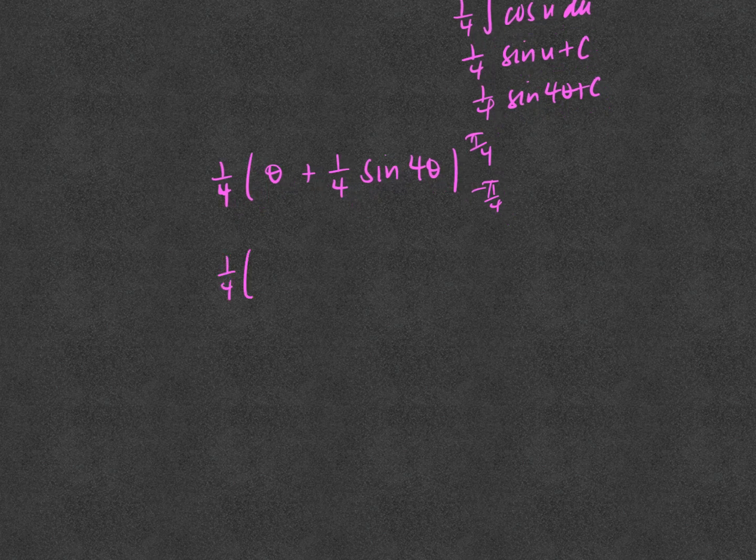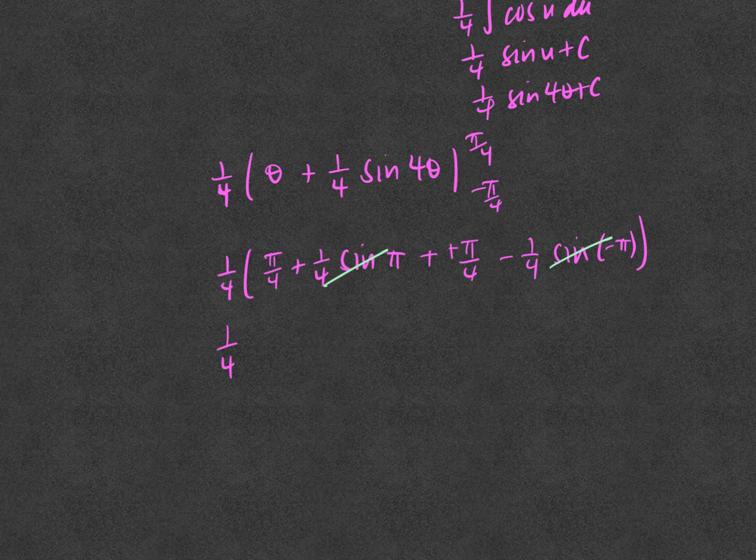So we have 1/4, and then we have pi over 4 plus 1/4 sine of 4 times pi over 4, which is pi, minus negative pi over 4, which gives me a plus, minus 1/4 sine of negative pi. So we have 1/4. Now sine of pi is 0, and sine of negative pi is 0. So we end up with 1/4 times pi over 4 plus pi over 4, which is 2 pi over 4, which is pi over 2. So this answer is pi over 8. Pi over 8. It's beautiful.